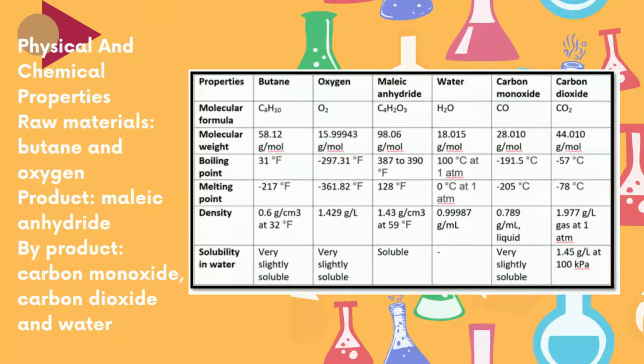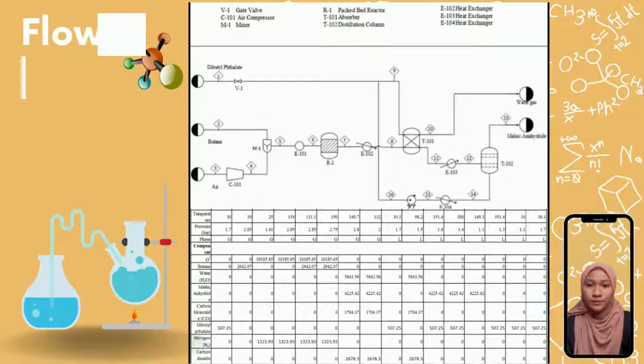Physical and chemical properties: raw material, butane and oxygen; product, Maleic Anhydride; byproduct, carbon monoxide, carbon dioxide, and water.